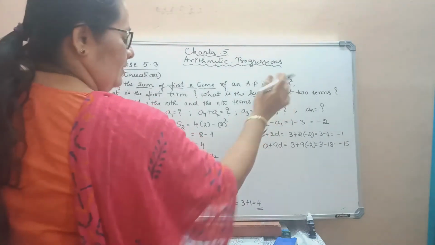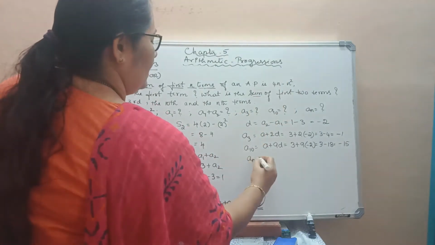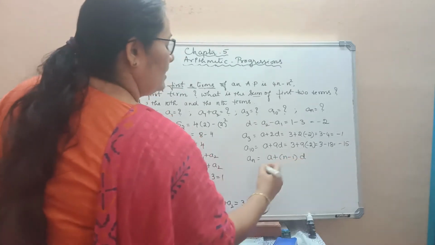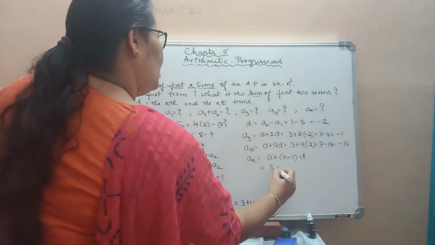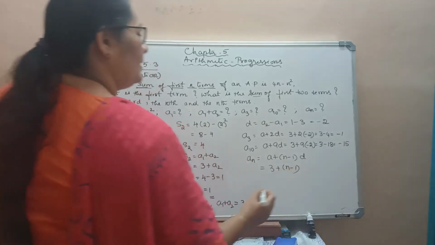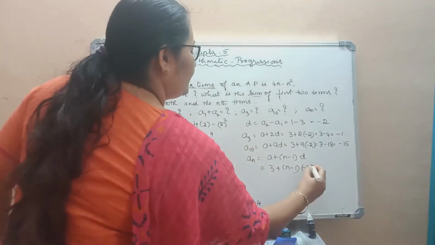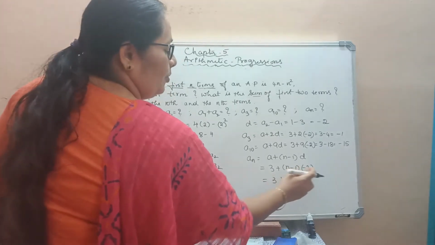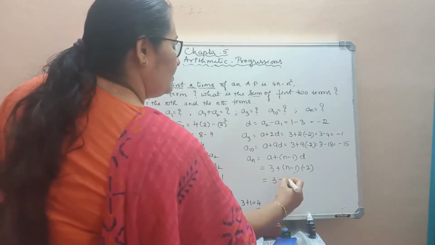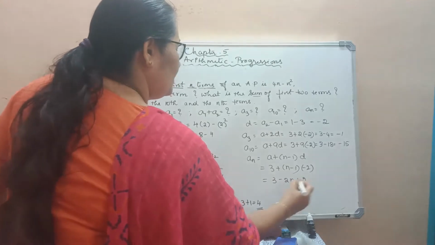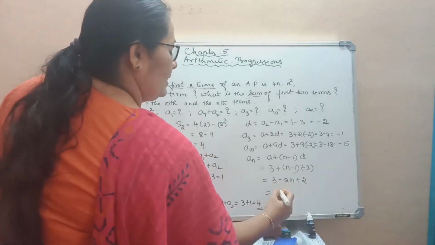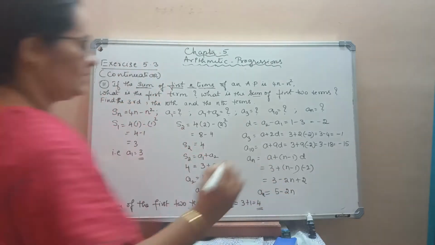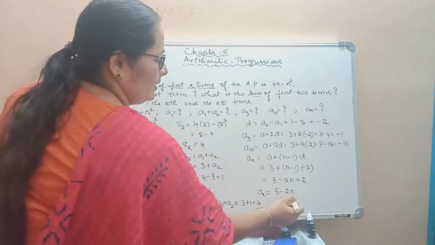Then the nth term, that is An. An equals A plus n minus 1 into D. So A is 3, n minus 1, and the difference is minus 2. So 3 plus n into minus 2 is minus 2n plus 2. So 3 plus 2 is 5 minus 2n. So the nth term is 5 minus 2n.